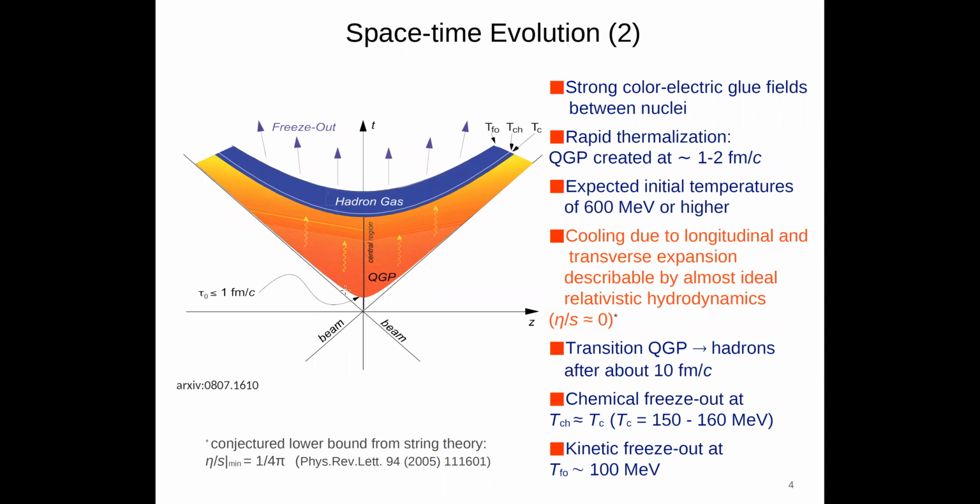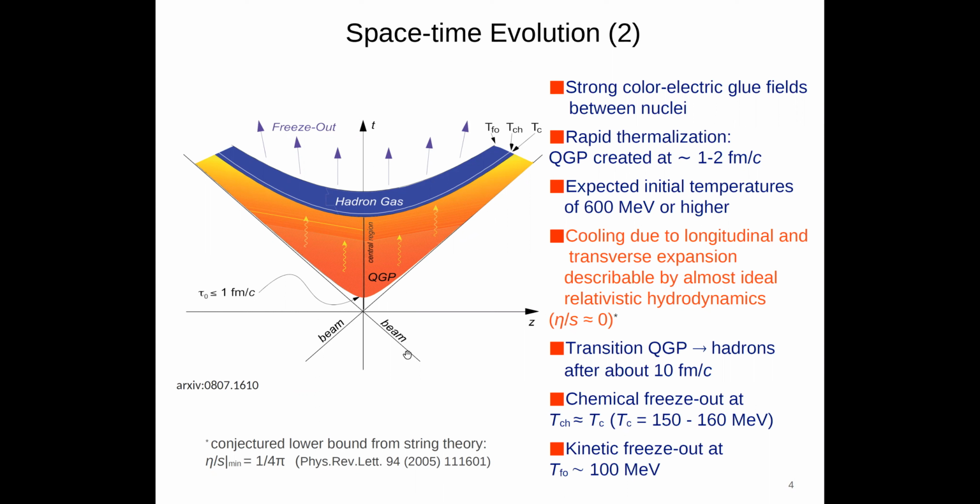So this is another view in space-time. This is the space-time evolution of the heavy-ion collision system in terms of this Minkowski diagram. It is in terms of space-time hyperbola. So this is the time axis along the perpendicular direction. In the horizontal direction is the z-axis.